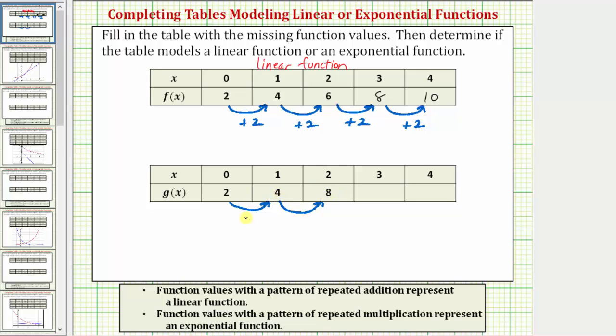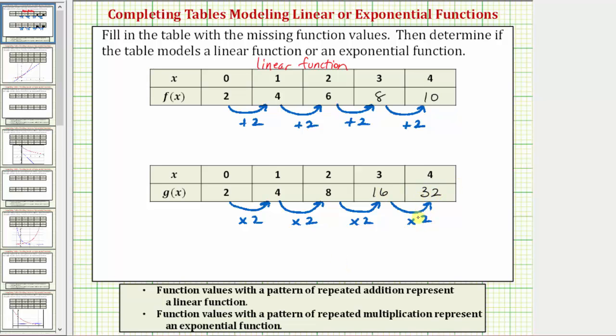But 2 times 2 is equal to 4, and 4 times 2 is equal to 8, and therefore the pattern is repeated multiplication. Now that we know the pattern, we can determine the missing function values. 8 times 2 is equal to 16. 16 times 2 is equal to 32.